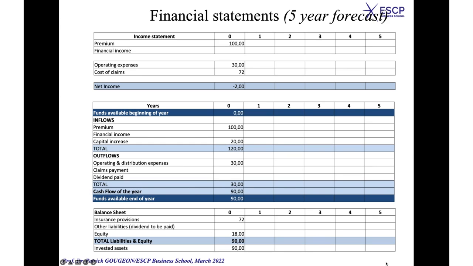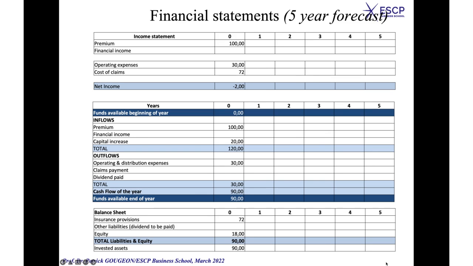And indeed, since you haven't paid yet, it will be seen as a debt for the future. This debt corresponds to what we call the insurance provisions. Sometimes we use the word technical provisions. So in year 0, you write 72, which is what you will have to pay, or your prediction, because we start, of what you will have to pay in the future.